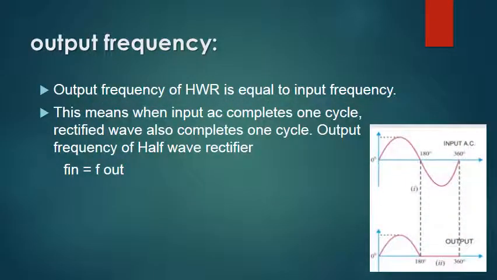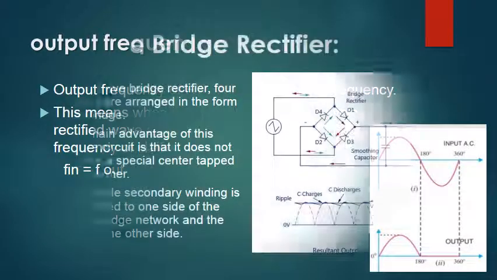Output frequency. The output frequency of HWR is equal to the input frequency. This means when the input AC completes one cycle, the rectified wave also completes one cycle. Output frequency of half-wave rectification is F in equals F out, as you can see here in the diagram.